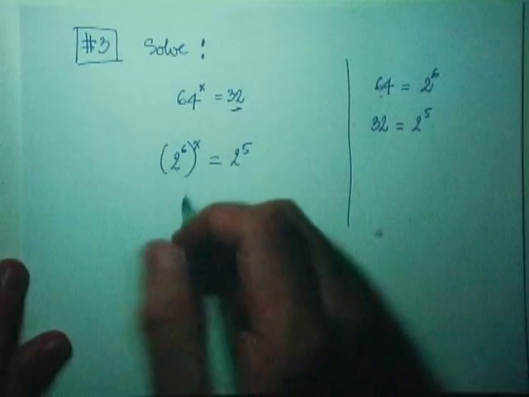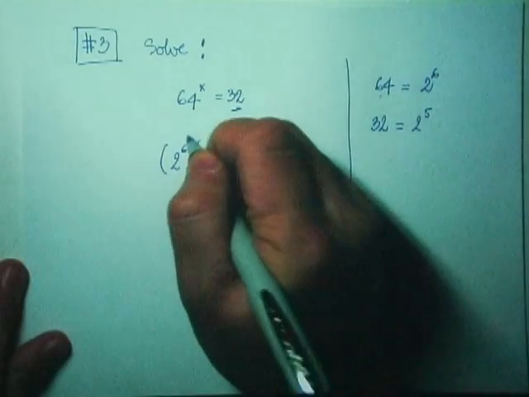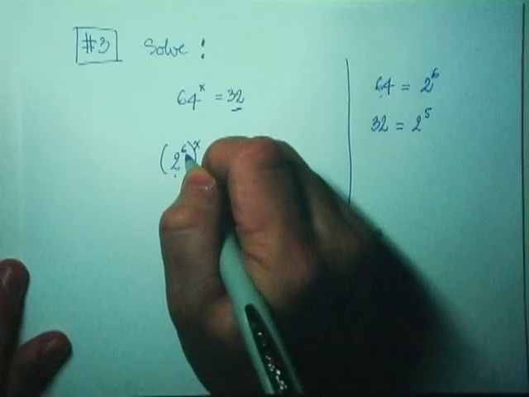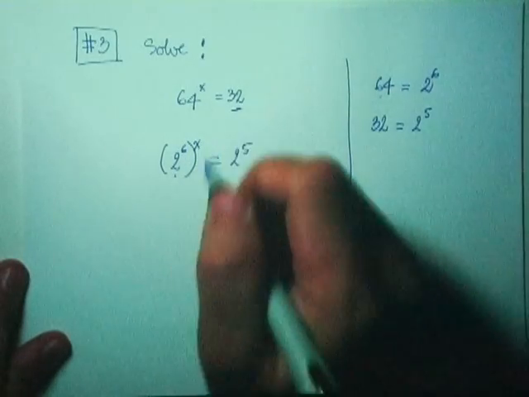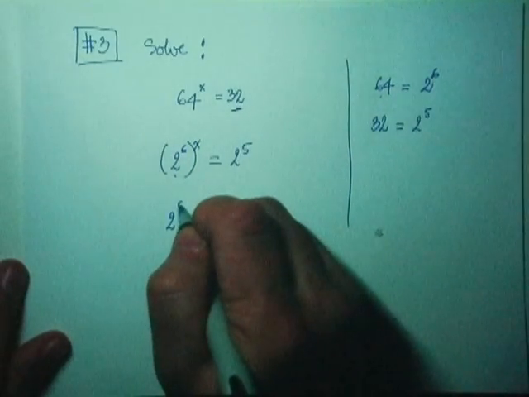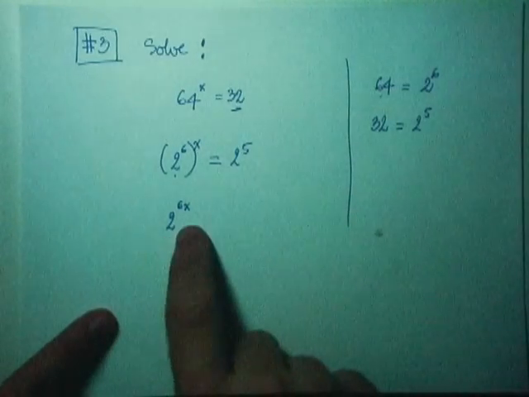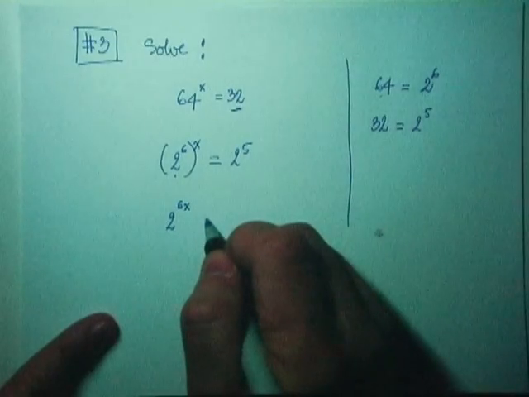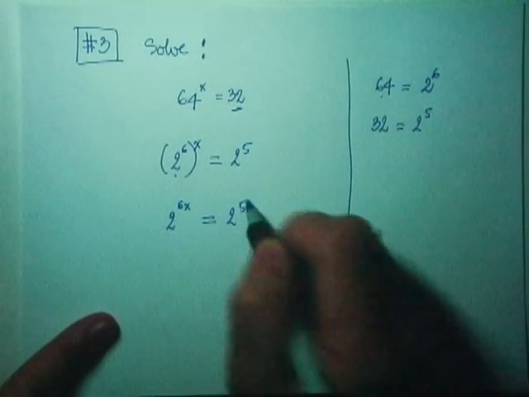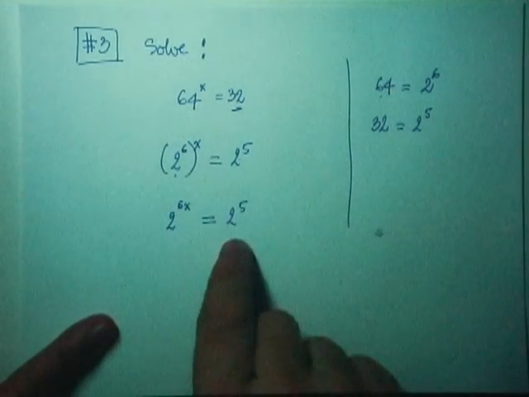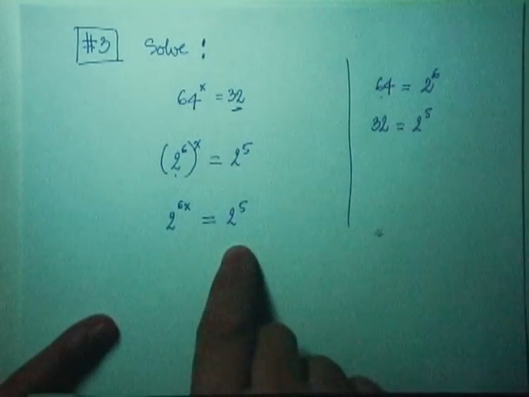Now according to the rules of powers, when you have a number being raised to a power and then raised to a power again, you can just simply multiply the two powers, 6 and x, together. That creates 2 to the 6x power equals 2 to the 5th. And once again, the good thing is, at this point, you can see that we have common base 2 on the two sides of the equation.